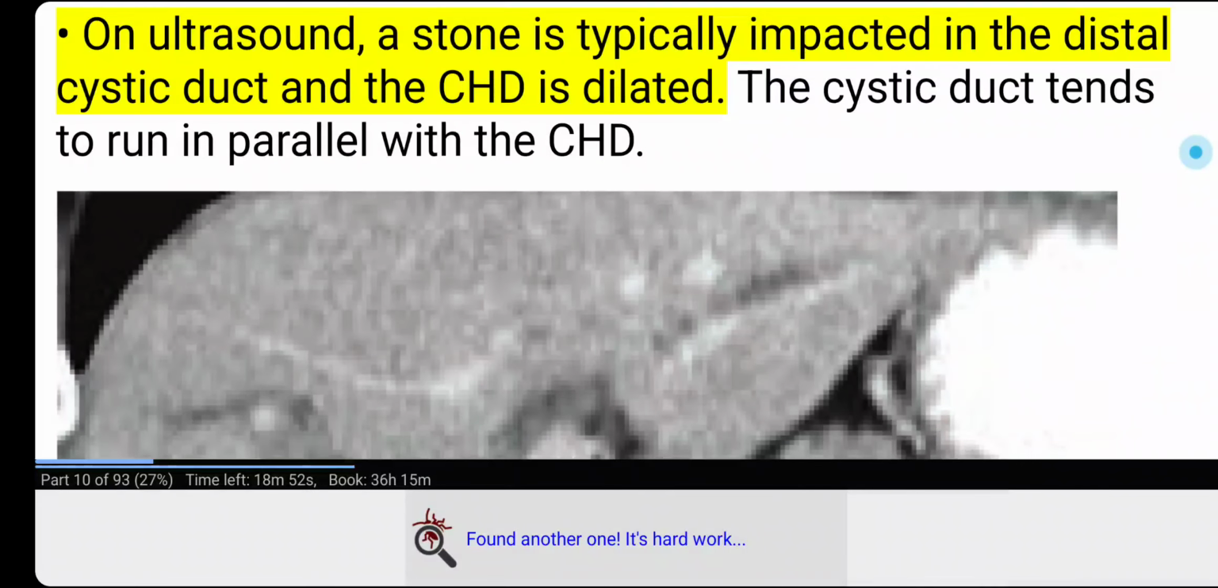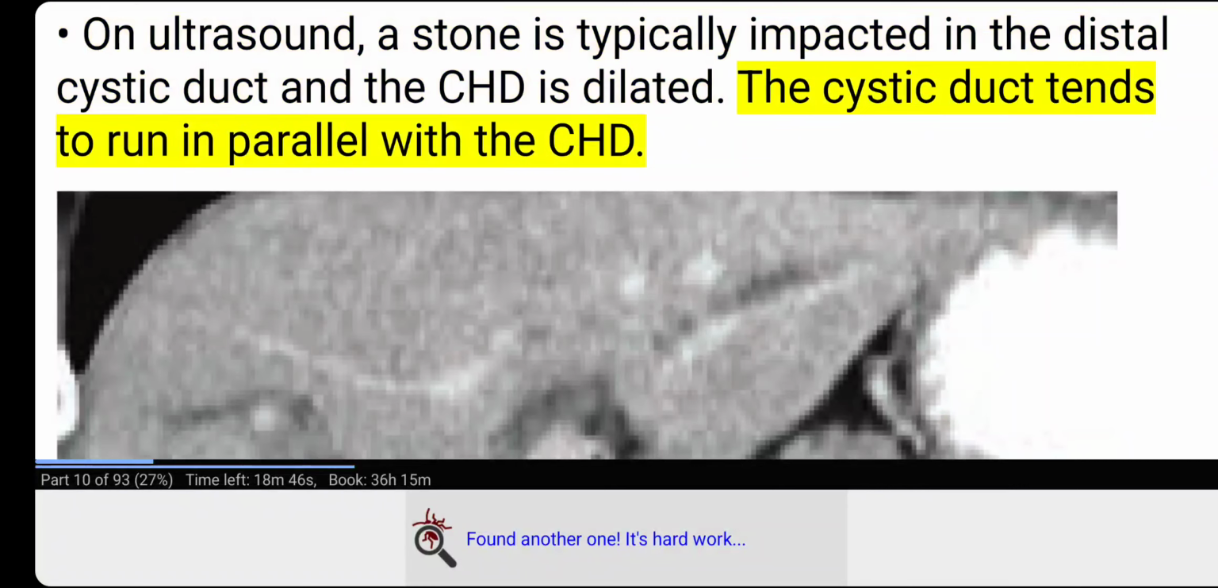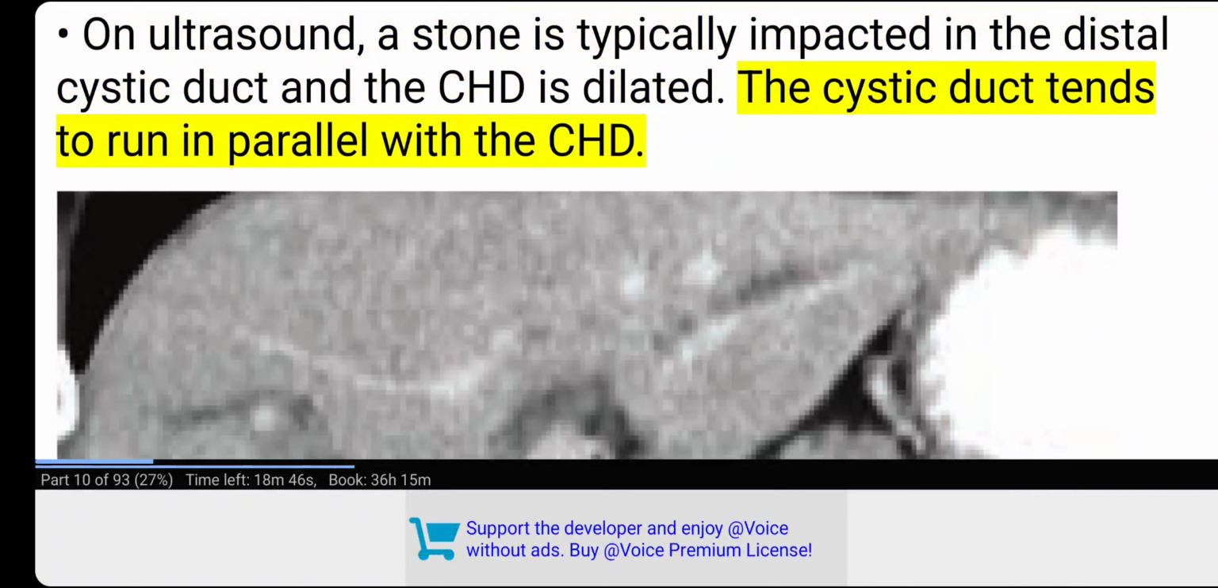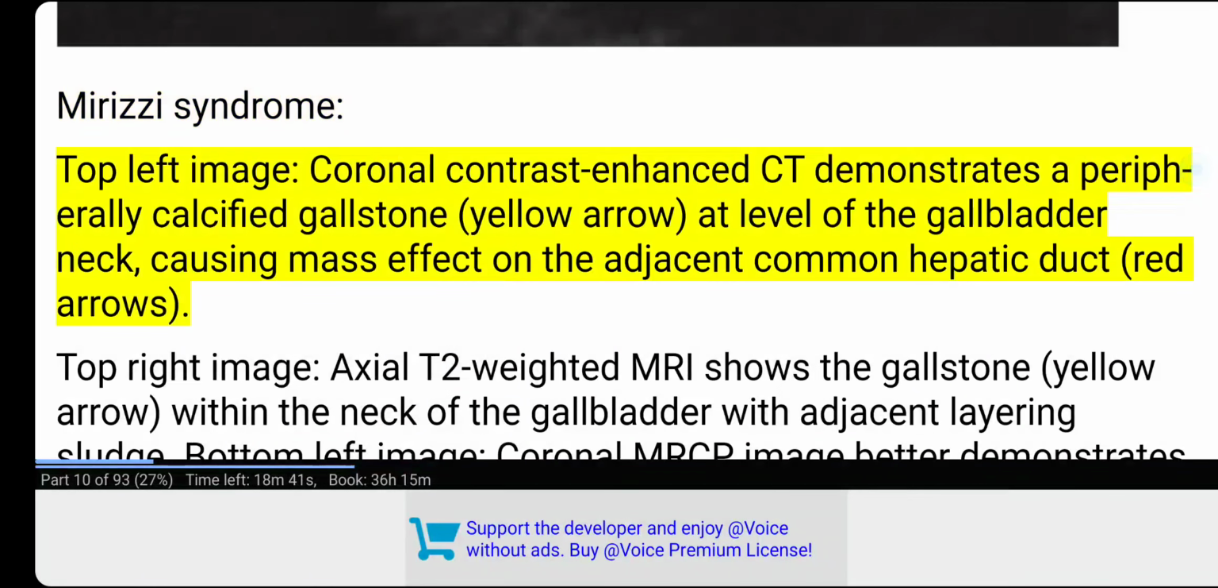On ultrasound, a stone is typically impacted in the distal cystic duct and the CHD is dilated. The cystic duct tends to run in parallel with the CHD. Mirizzi syndrome. Top left image.